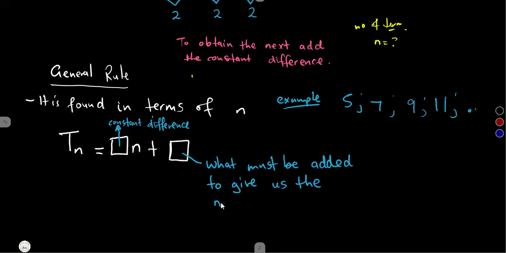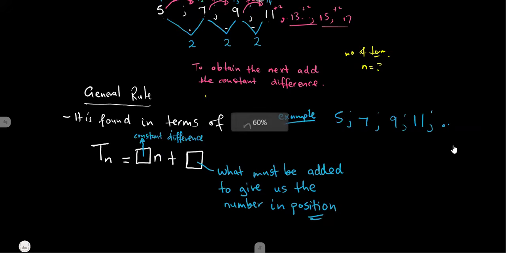That is the number in the specific position that you're working with. If you say position 1, position 2, position 3, you are going to have the same thing throughout. What must be added to give us that? So this is what I want us to do about this question.